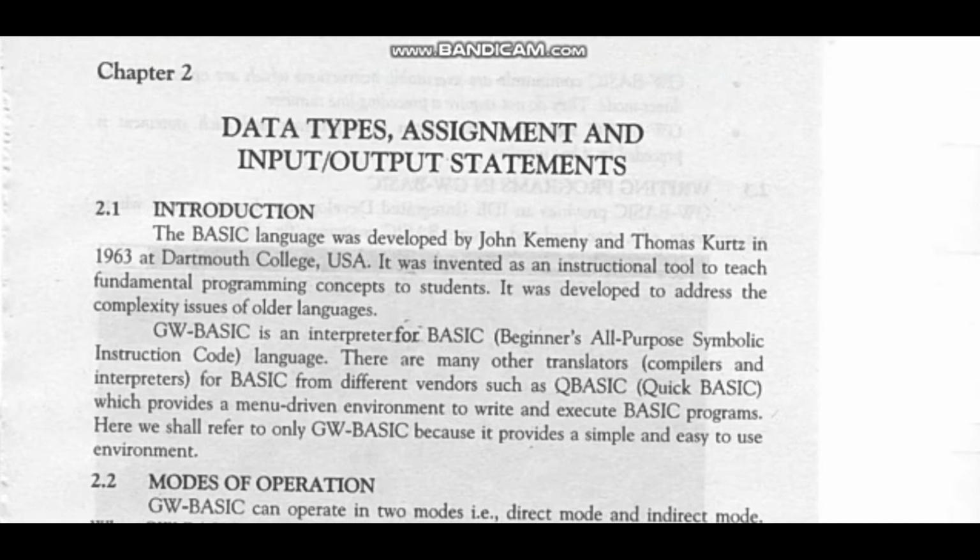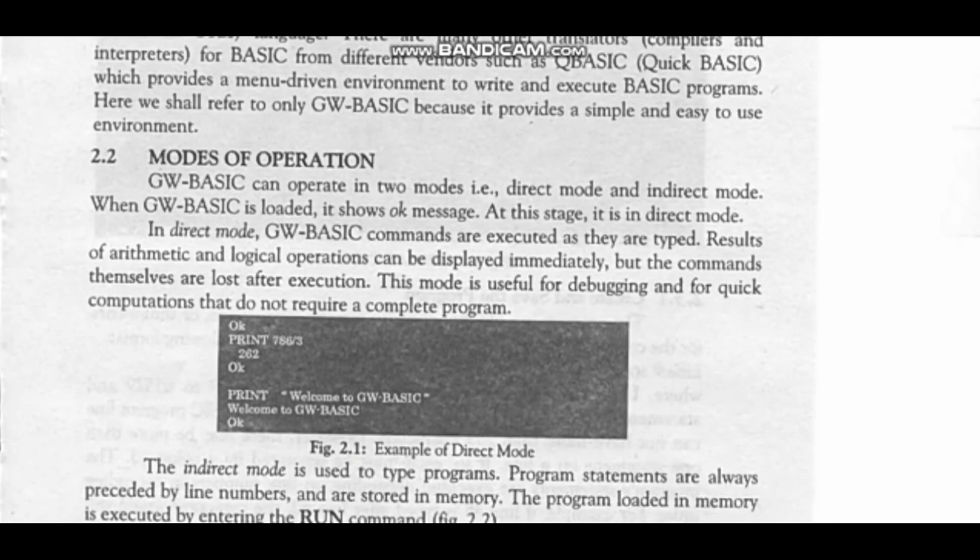One is direct mode and the second is indirect mode. First I will discuss some popular versions: GW BASIC, QuickBASIC, and Turbo BASIC. Now I will discuss the modes, the methods of executing different commands and statements of BASIC. GW BASIC can operate in two modes: first direct and second indirect.